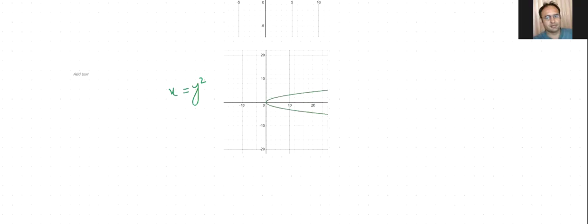Now there is another example: x is equal to y squared. If we draw its graph, this is its graph. We have to check using the vertical line test whether this is a function or not. So we draw a vertical line at any of these points. You can see that this vertical line intersects the graph at 2 points. So this graph is not a function.